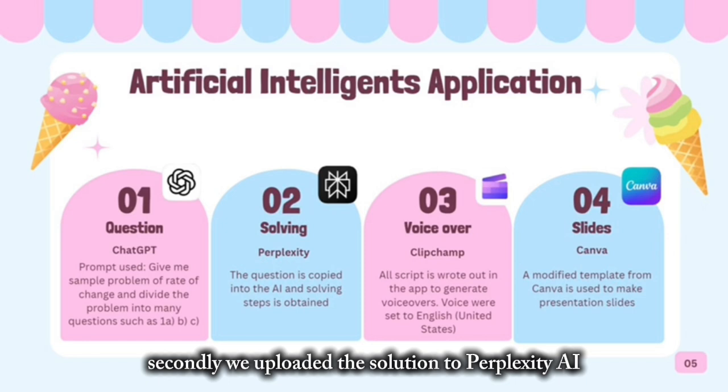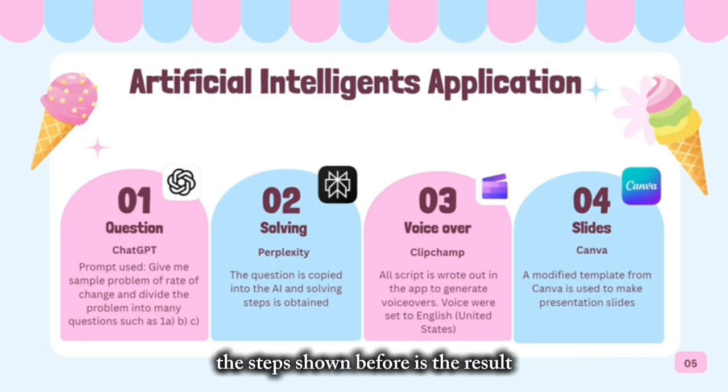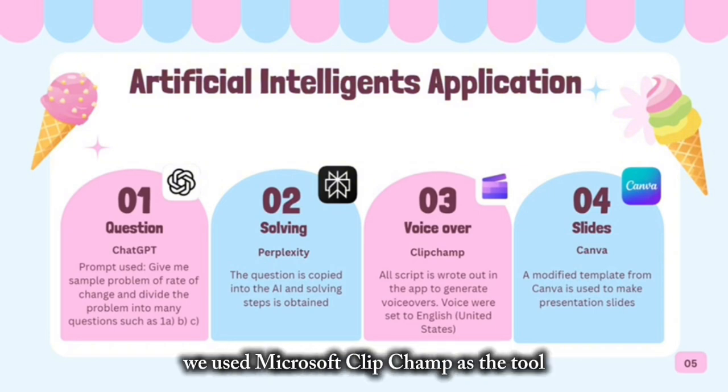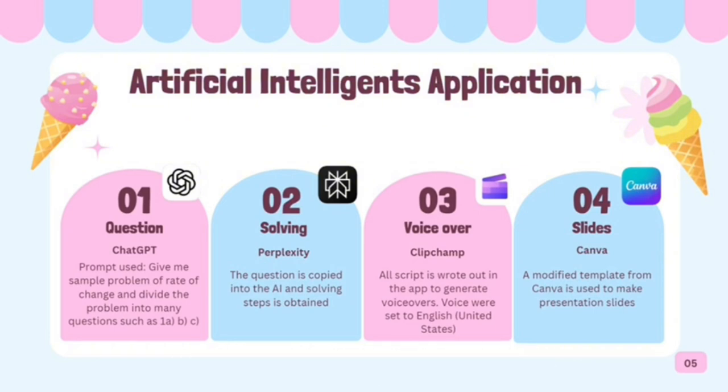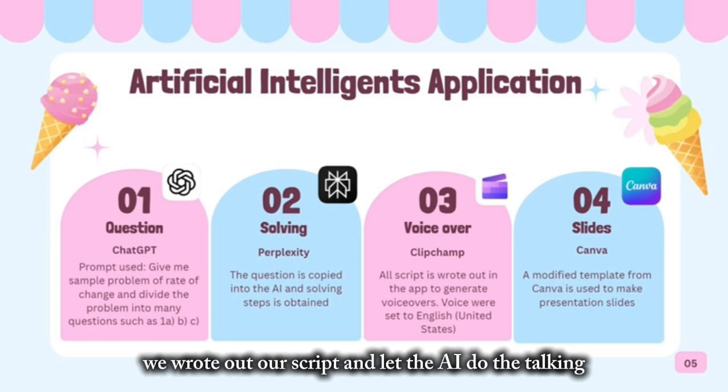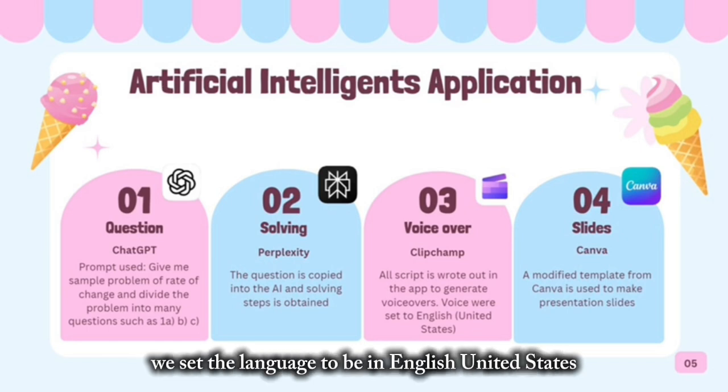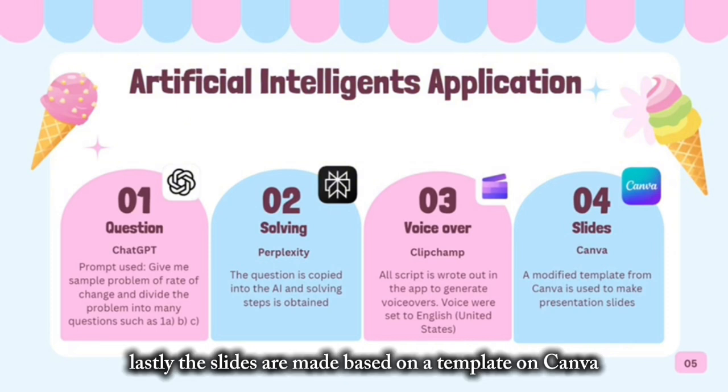Secondly, we uploaded the solution to Perplexity AI and asked it to solve it. The steps shown before is the result. For the voiceover, we used Microsoft Clipchamp as the tool. We wrote out our script and let the AI do the talking. We set the language to be in English, United States. Lastly, the slides are made based on a template on Canva.